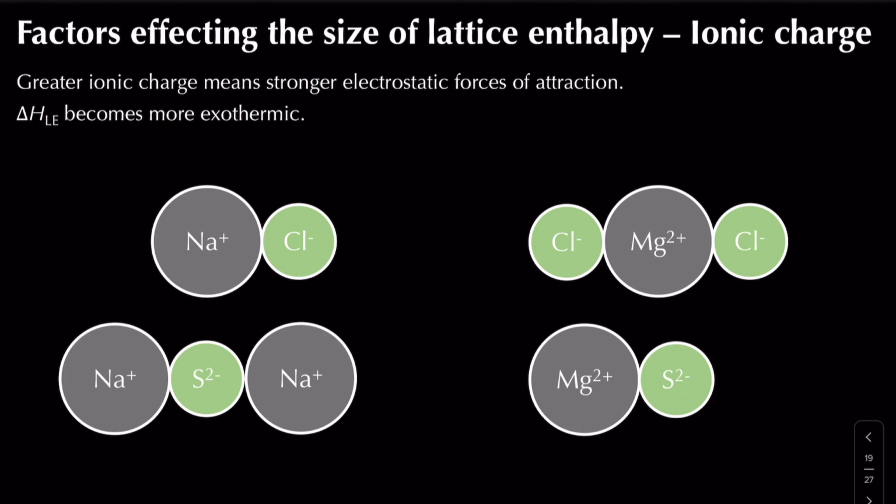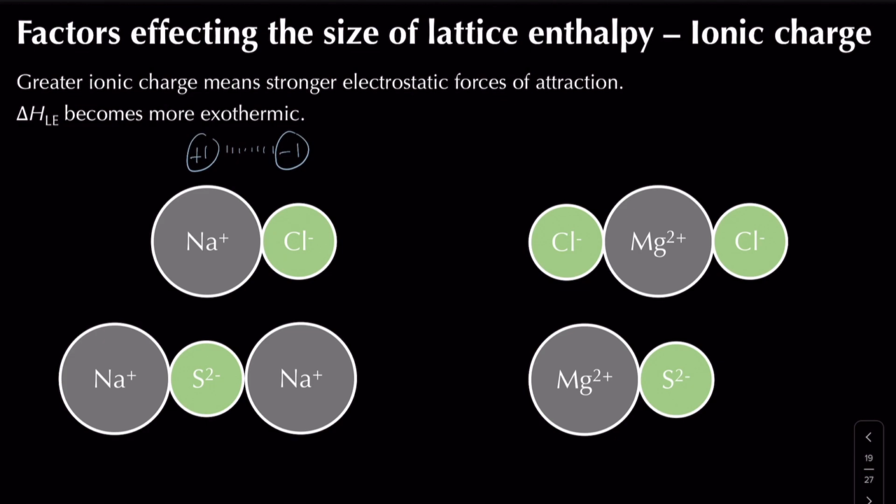Now, the greater the ionic charge, the stronger the electrostatic forces of attraction are going to be to the ion itself. And so we know our lattice enthalpy is going to become more exothermic. You can see over here, I've got sodium plus ions, so I've got a +1 charge attracting a -1 charge, which we can see over here. We've got a little electrostatic attraction.